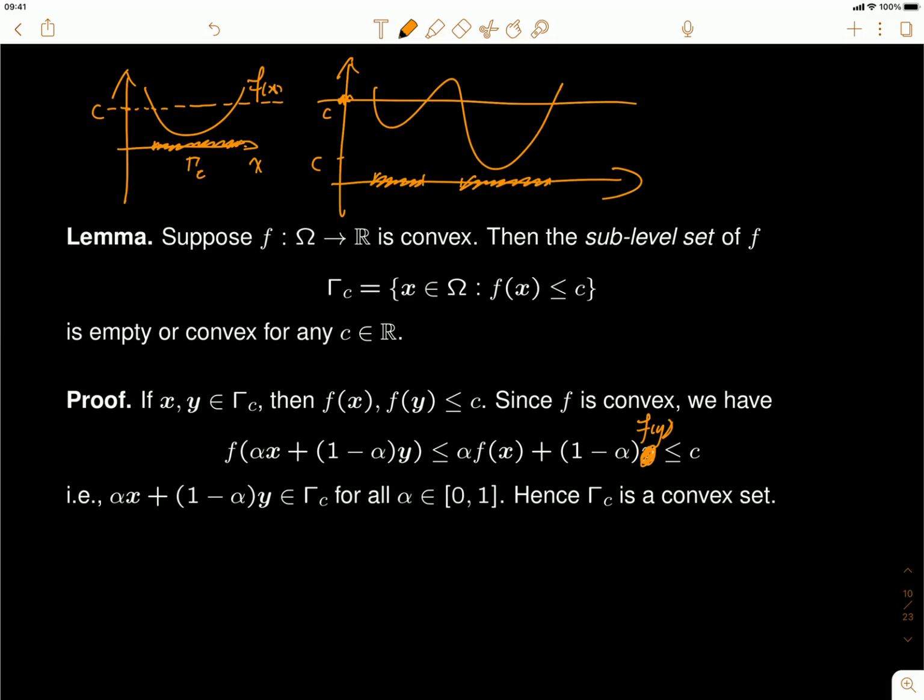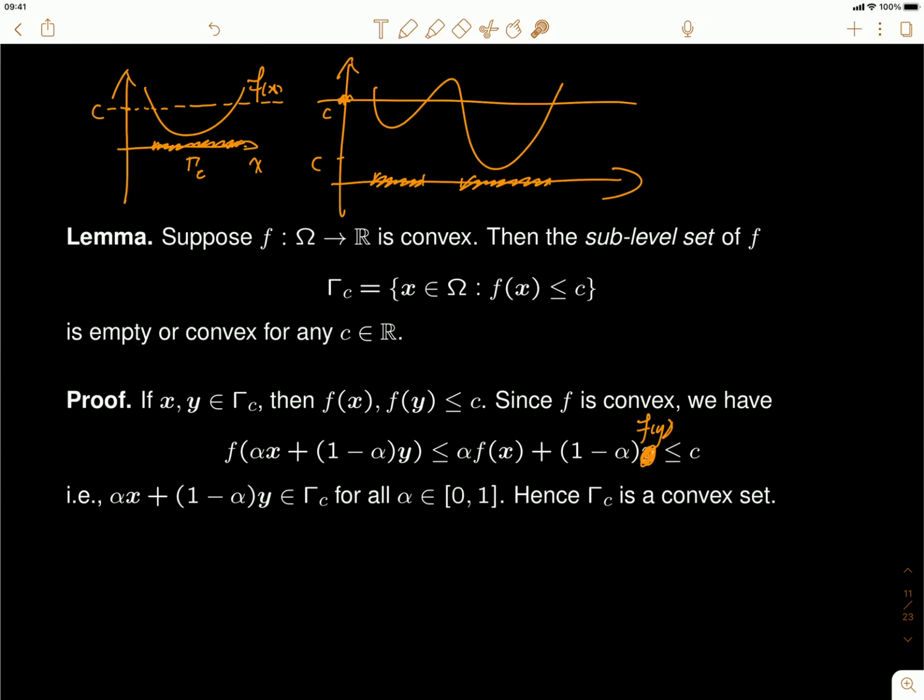And then because x and y are both in this sublevel set, that means that f of x is less than or equal to c, and f of y is less than or equal to c. So the combination of them is less than or equal to c, and that implies the point here is also in the sublevel set, and that shows that the sublevel set is a convex set. So this proves that. So it's a convex set or it's empty. For example, if you choose your c here, it will be empty. But if it's not empty, it must be convex. That's what the lemma says.